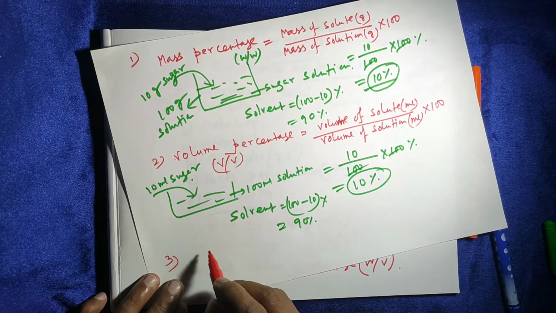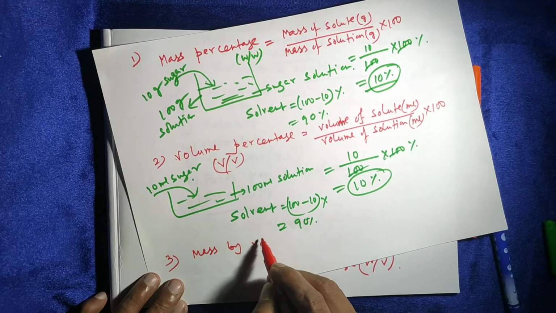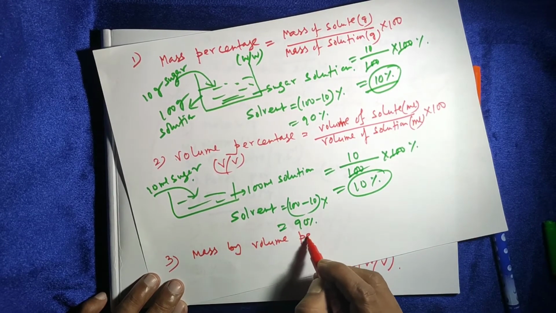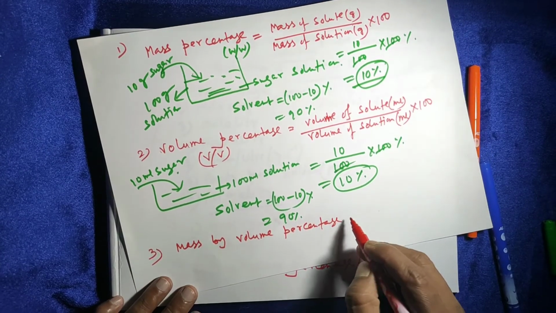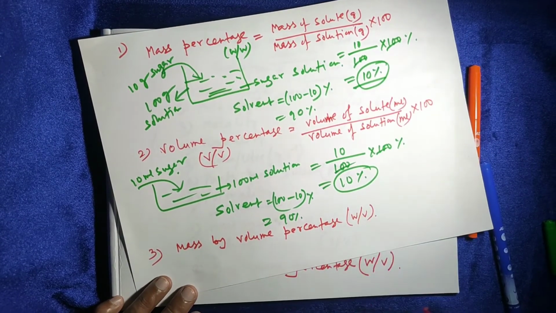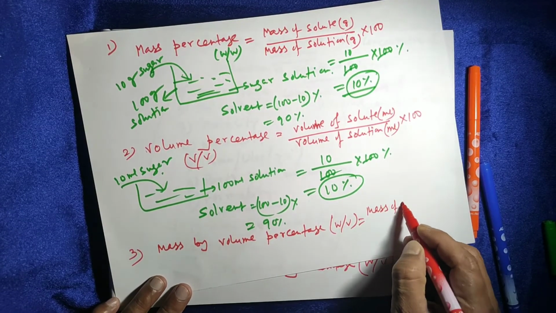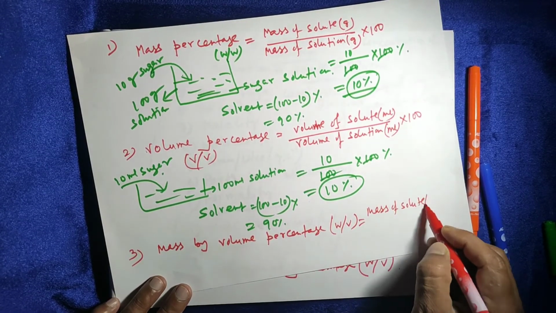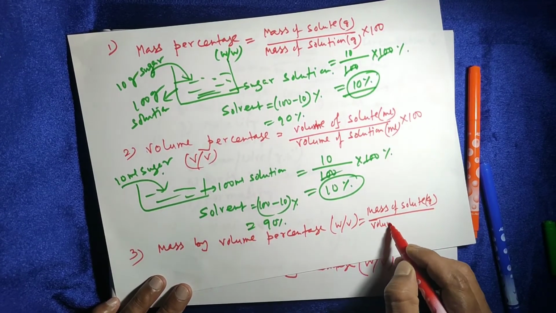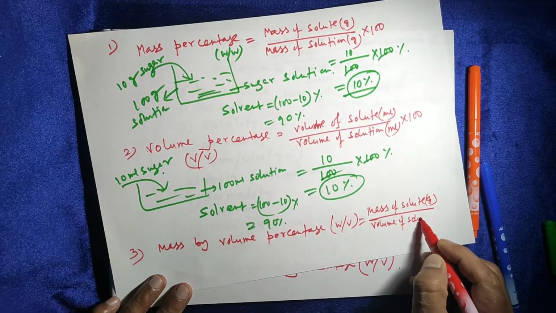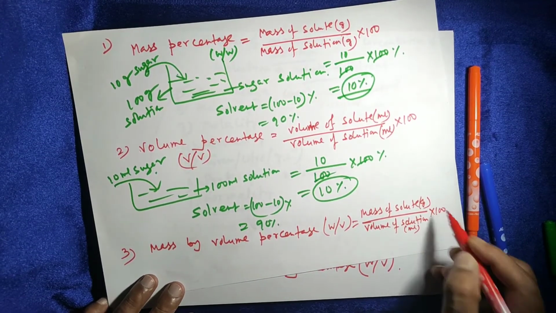And again, number 3. This is mass by volume percentage. Basically W per V, and it will be mass of solute in gram by volume of solution in ml into 100.